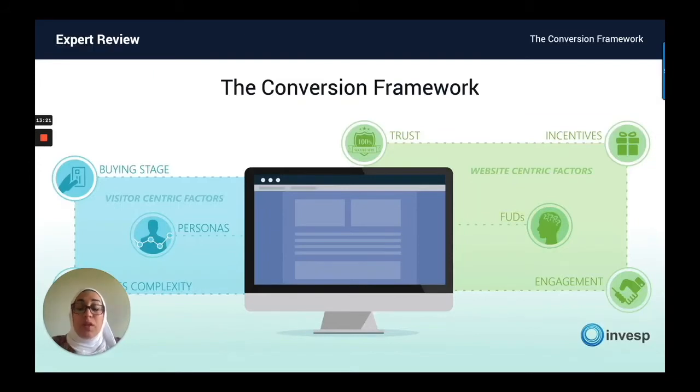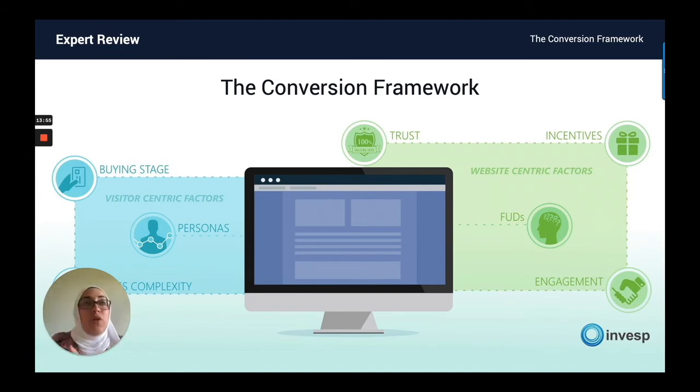The other really important aspect to a walkthrough is doing the conversion framework. This is a conversion framework that we've developed ourselves, but again, nothing that's new or different from what a lot of different CROs do, in terms of making sure you focus on the trust, the fears, uncertainties, and doubts, engagement, and incentives. Those are website-centric factors that you can control, and you can evaluate every single page and every single element to ensure that it is addressing trust, FUDs, engagement, and incentives.